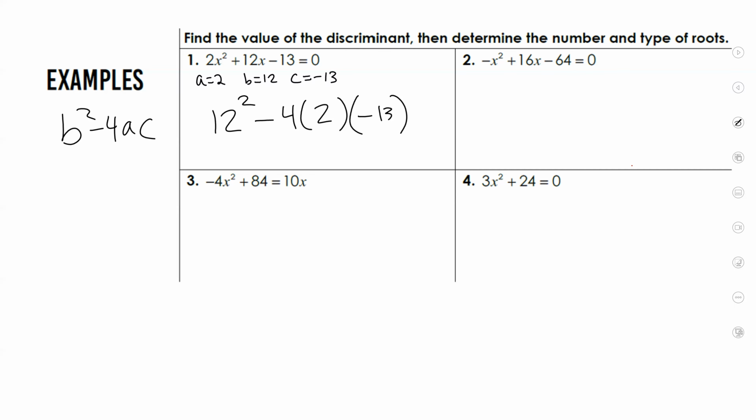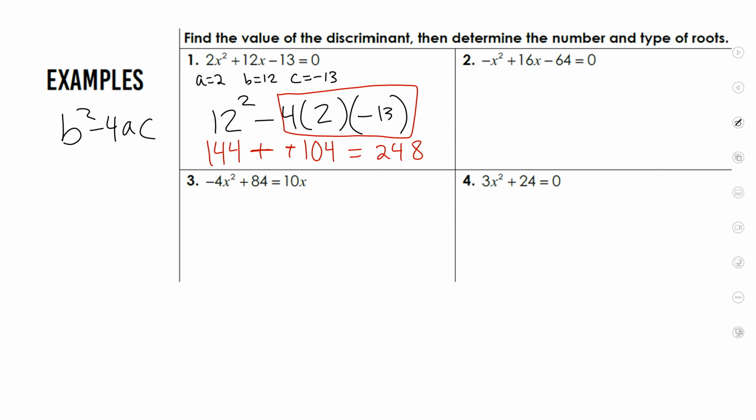So 12 squared is 144 minus, let's just evaluate what this value in my box is, okay? So we don't get confused with all the negatives and positives. So 4 times 2 is 8. 8 times negative 13. Can someone tell me what that is? Oh, perfect. Negative 104. So the value of these numbers being multiplied is negative 104. And then we're subtracting it. So these will just become plus signs. So that means my discriminant is 248 when you add them together.